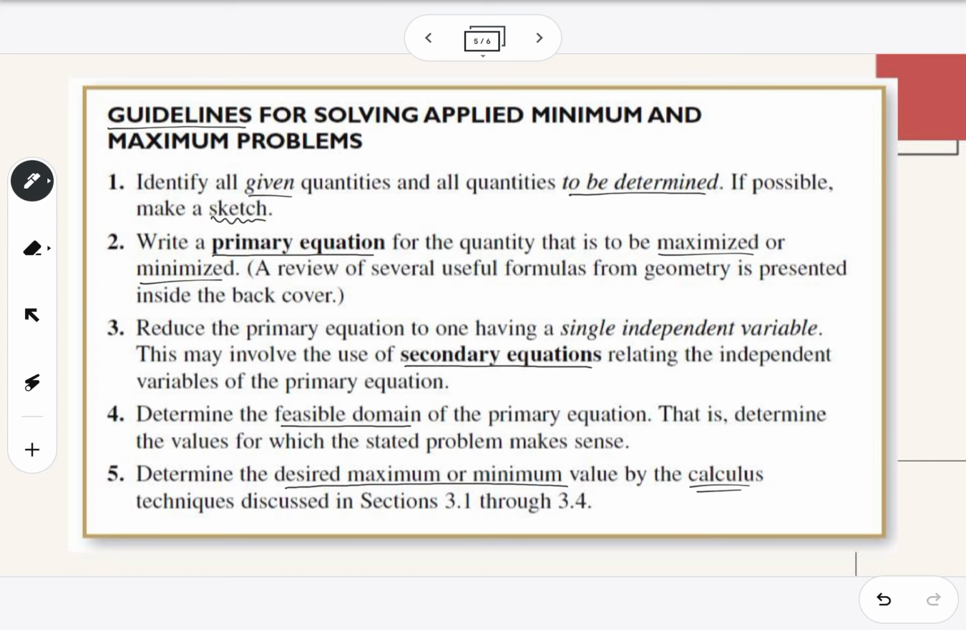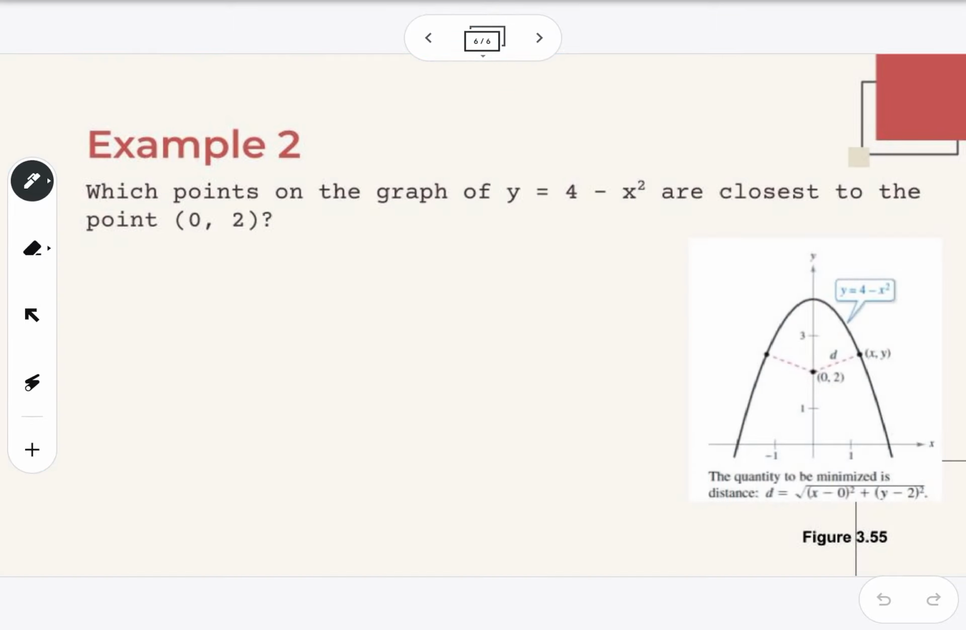All right, one more example. Example 2, so this is just showing you a different case. This is back to a graph. Which points on the graph of this equation here are closest to the point (0, 2)? So they are giving you these little red dashed lines over here to show your shortest distance, and we're trying to figure out what these potential points actually are. Okay, they're also reminding you of your distance equation down here. Hopefully that one's locked in somewhere.